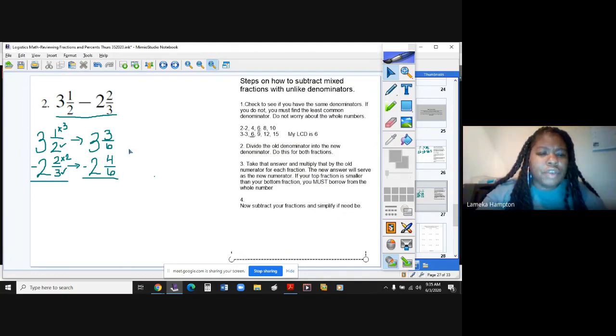So again, I'm going to have to borrow. Now I'm going to switch colors here because I want to make sure that you all see the process and how this works. And I hope that I have enough room to do it. So now I'm going to switch over from this lovely blue, which is a very nice color, to the red. Now I'm only focusing on my top fraction. Do not worry about the bottom fraction. We are only focusing on the top fraction.